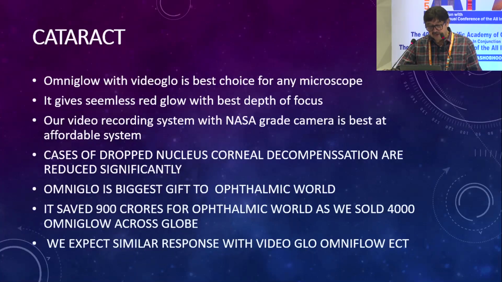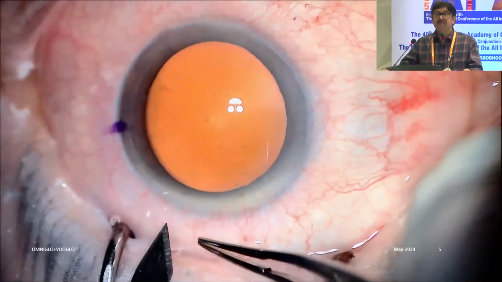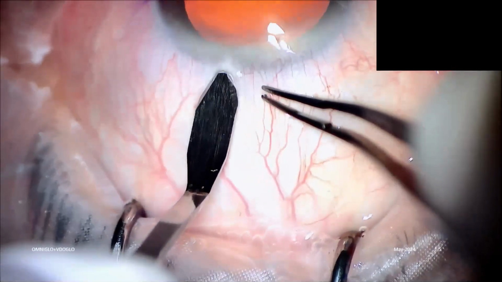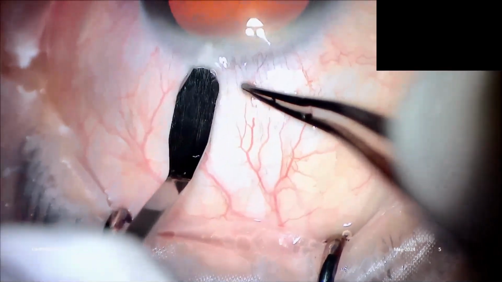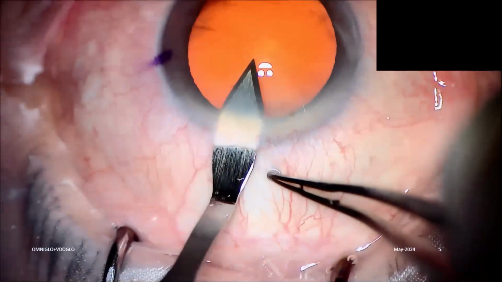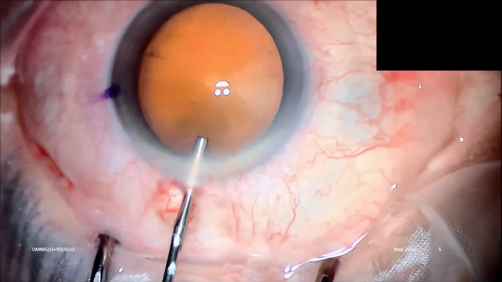It saved 900 crores for the ophthalmic world as we sold 4,000 OmniGlow across the country. We expect a similar response from our Video Glow. With OmniGlow, omnipresent, homogeneous and uniform and full red reflex with greatly enhanced stereopsis is 100% guaranteed in any position or any tilt of the eyeball. You can see wonderfully the flow of the viscoelastic.